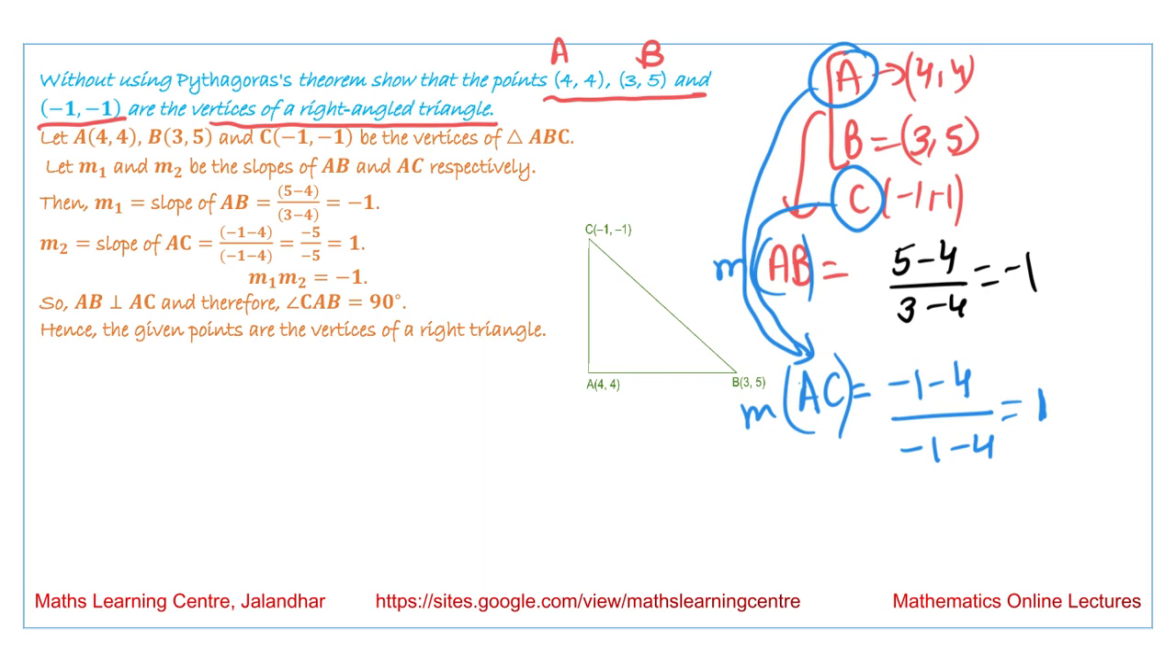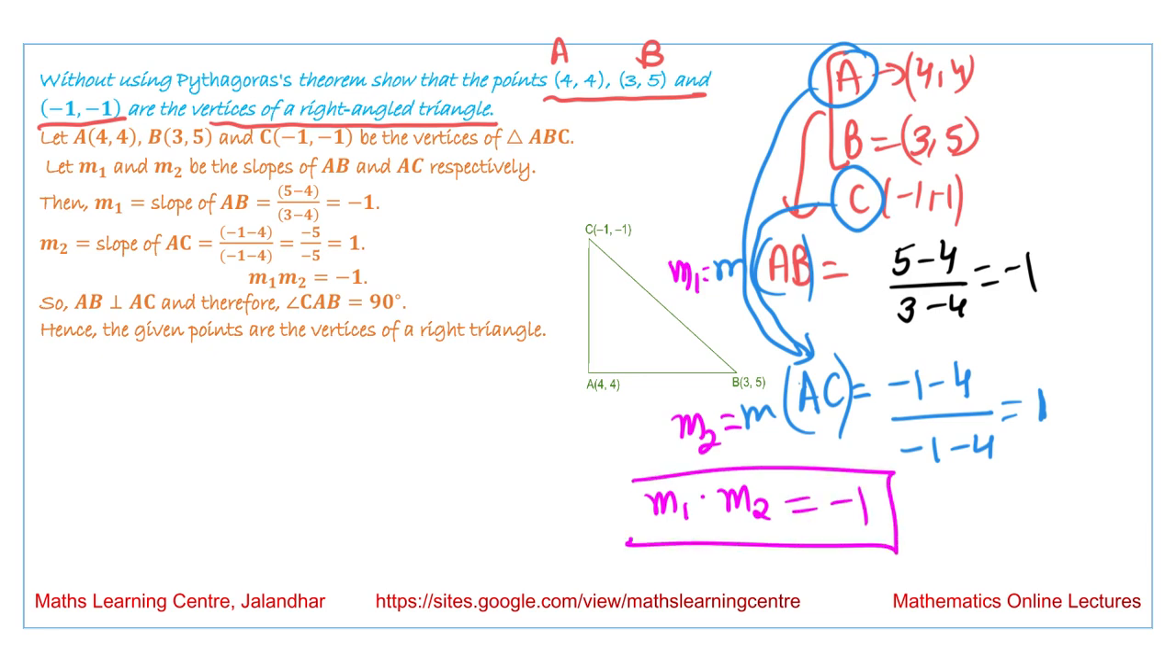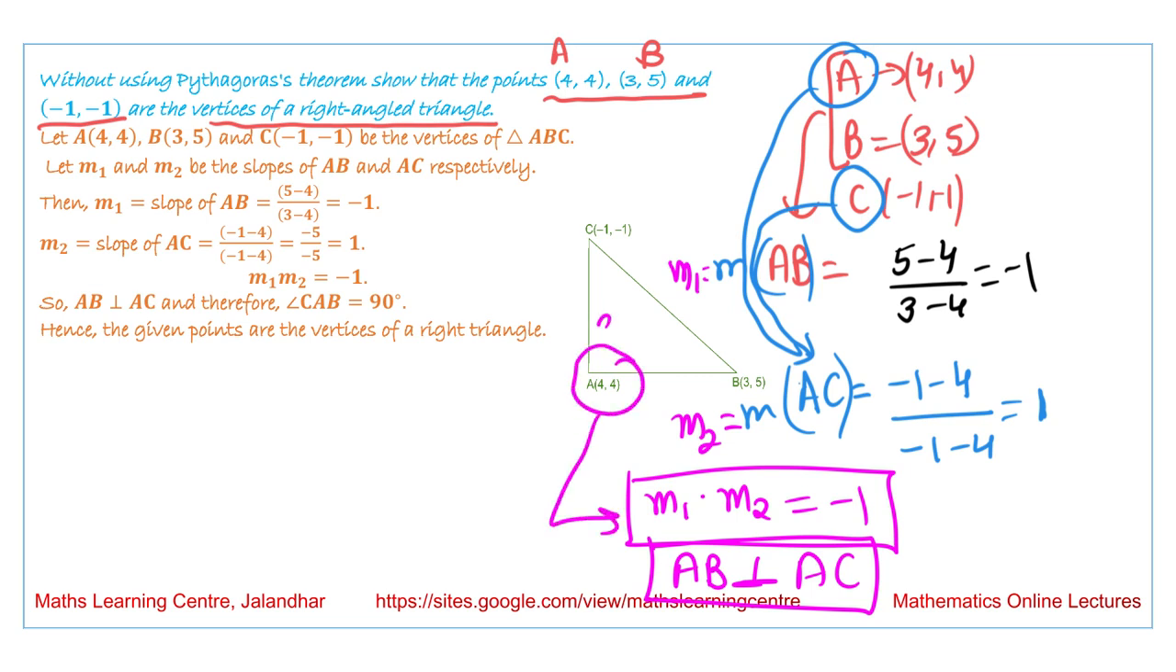So what does this imply? Suppose this is m1, this is m2. So we obtain that m1 into m2 is equal to minus 1. So what we get is that the line AB is perpendicular to the line AC. It means this angle at A, its measure is 90 degrees. Further, if we calculate the angle between AB and BC, then the slope of the line AB is minus 1, which we have already calculated.